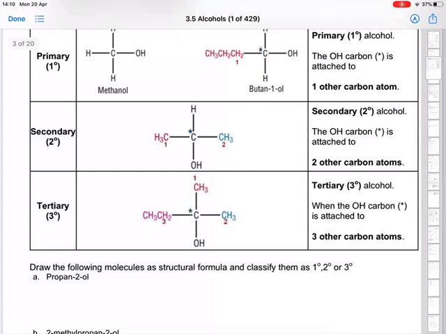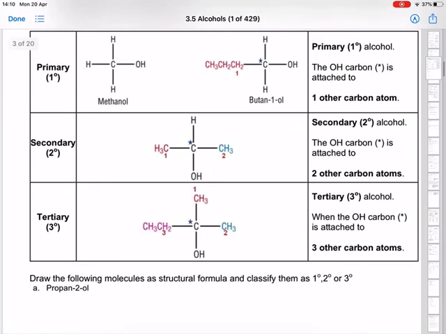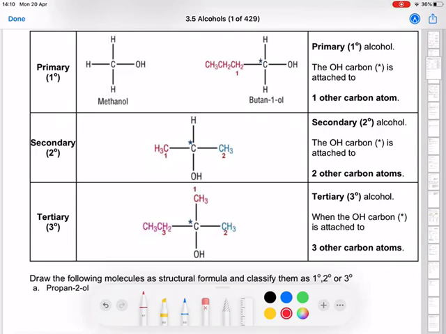Classification, we did touch on this before, and this is absolutely crucial in terms of the reactions, which we're going to deal with a little bit later on. The thing we need to be able to do is classify them as primary, secondary or tertiary. So we look at the OH group, we put a star on the carbon that it is attached to, and then we count how many carbons that starred carbon is attached to.